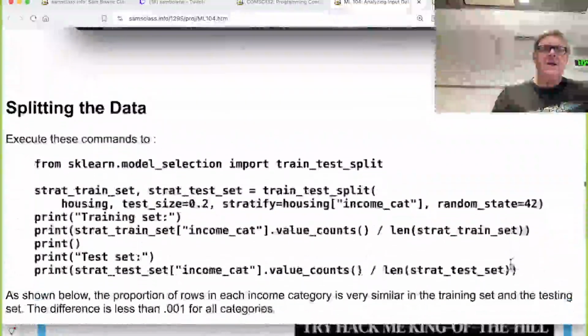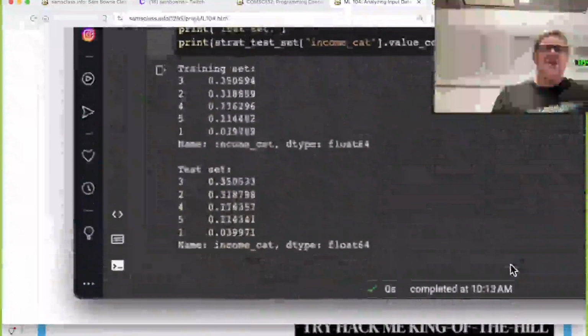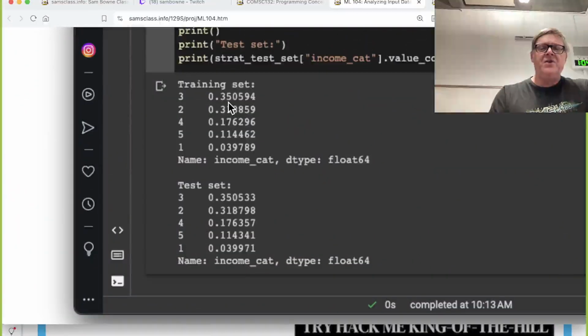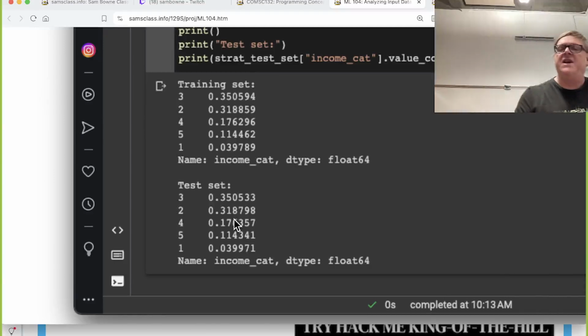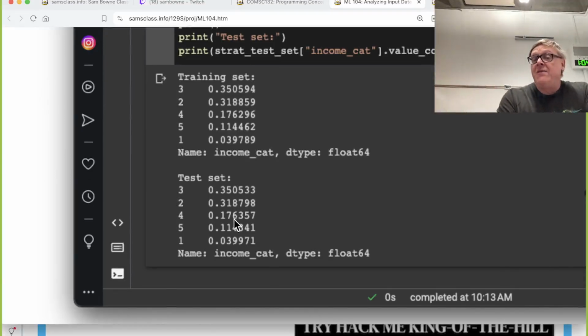And so you can split the data and see the results. Here's the example. The training set has 35% category 3 and 31% category 2. And now my test set has exactly the same percentage, since I didn't choose them completely randomly. I chose them randomly within each group to get the right number. This is called stratified sampling.